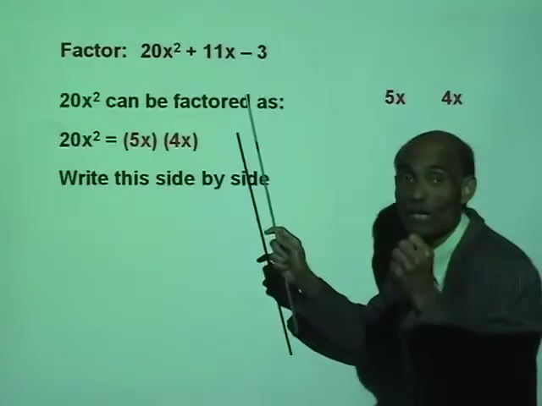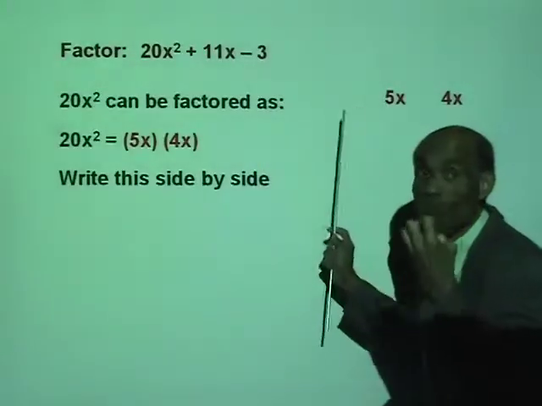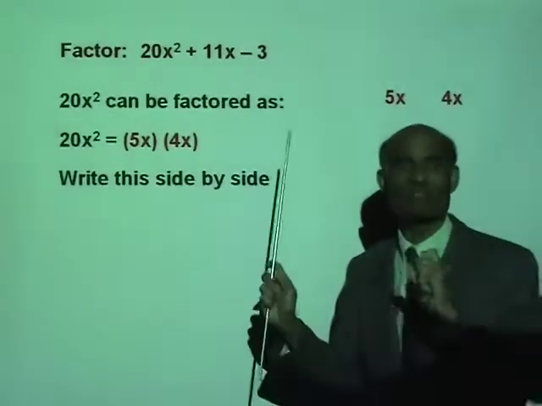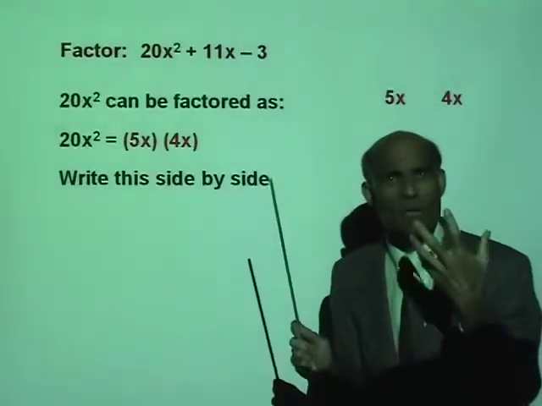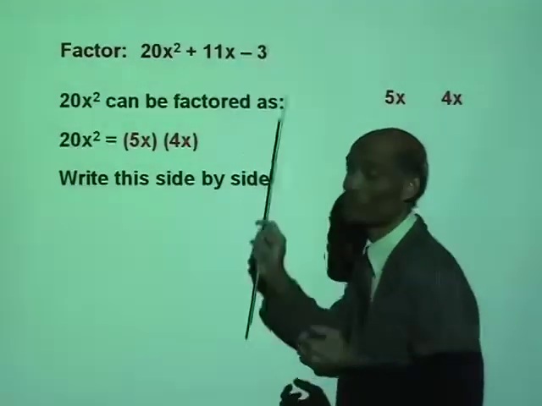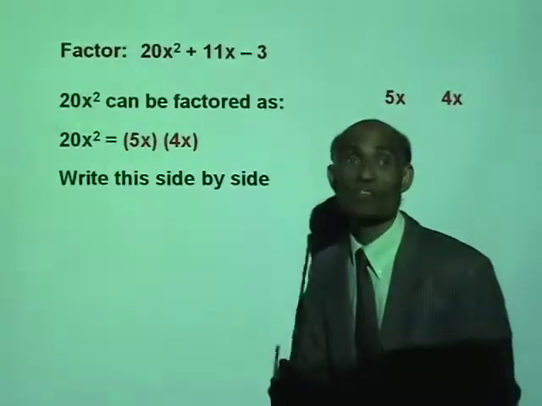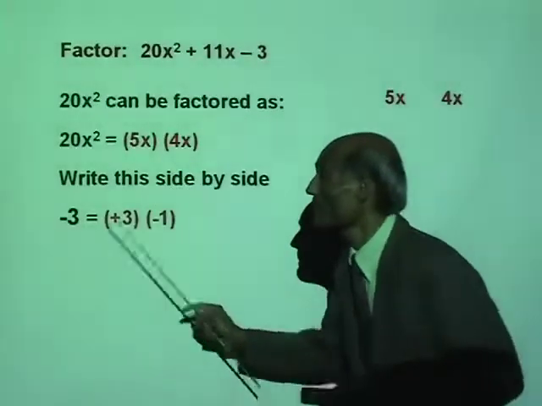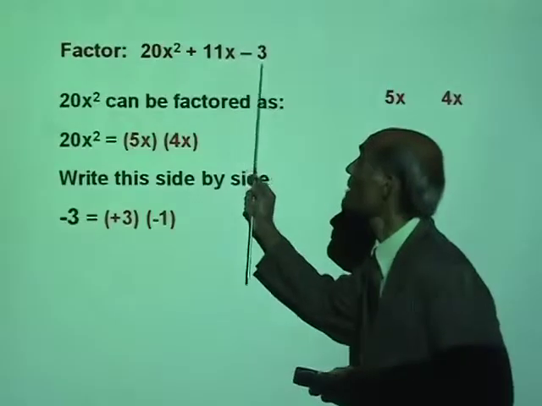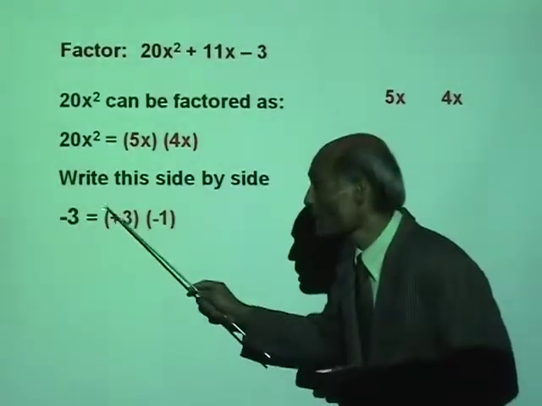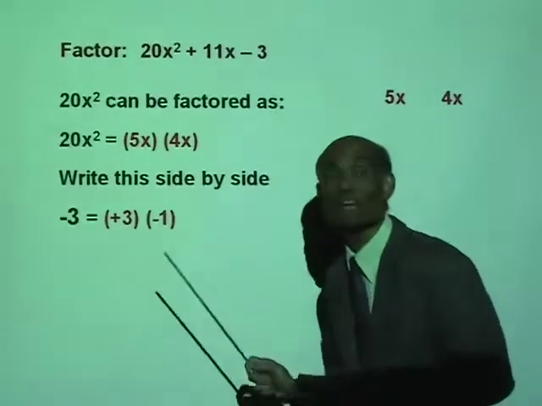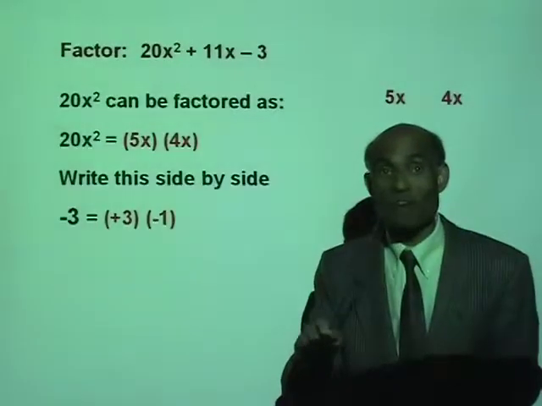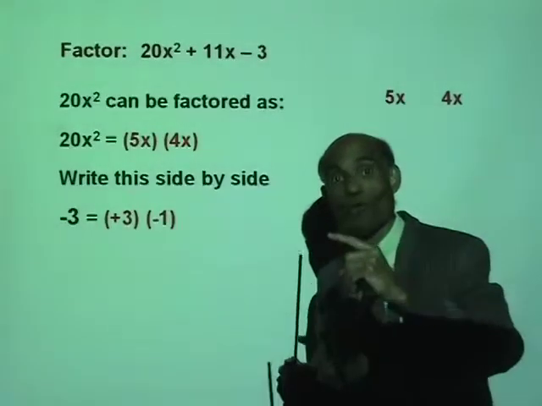Now, look at the way I'm going to think. I'm going to say 5 times 3 is 15. And 15 minus 4 is 11. Now, what does that mean? It means I'm going to factor this negative 3 as a positive 3 and a negative 1. That negative 3, the last term, I'm going to factor as a positive 3 multiplied by negative 1. Remember what I told you? 3 times 5 is 15, minus 4 is 11.